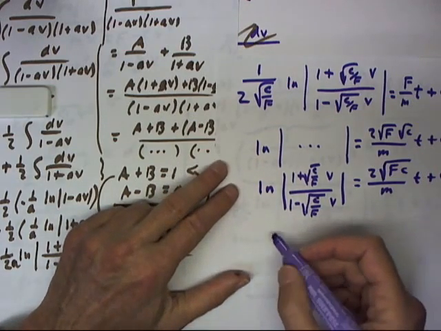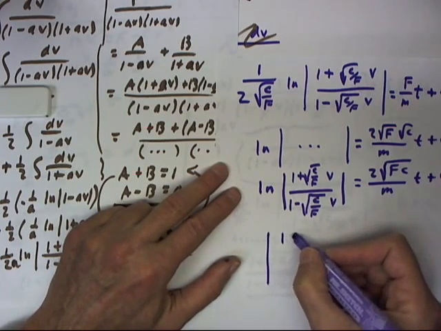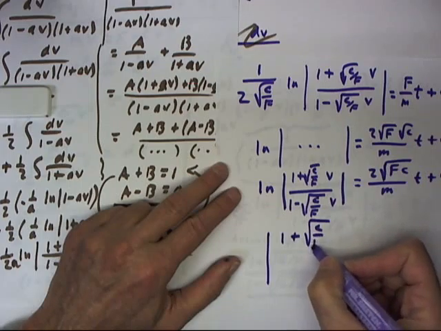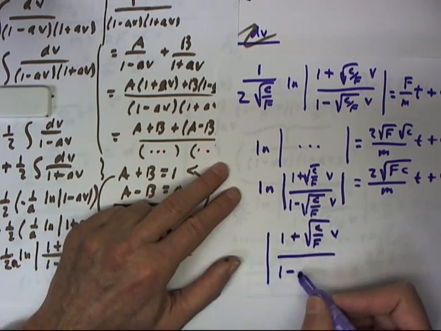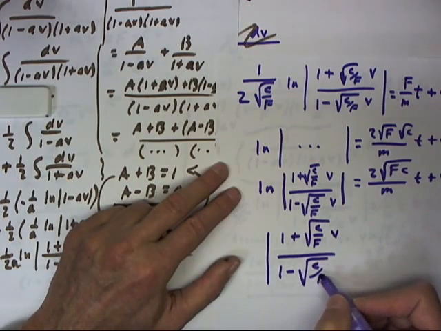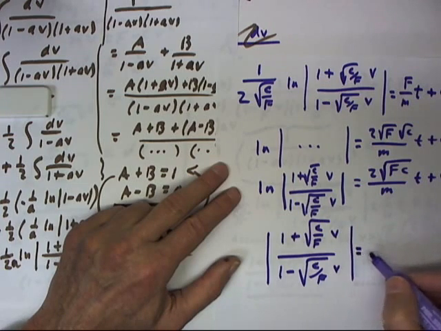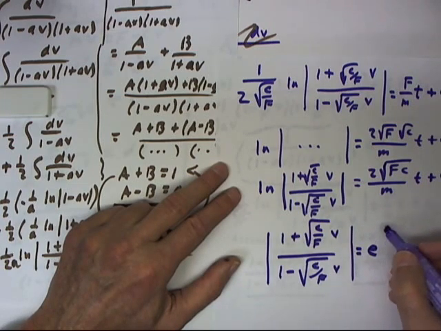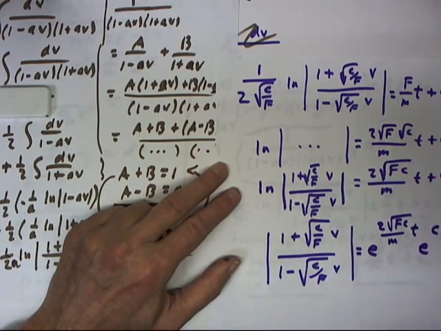And in fact, let's go ahead and do that. First we get absolute value of 1 plus the square root of c over f times v divided by 1 minus the square root of c over f times v equals e raised to the 2 square root of fc over m multiplied by t, and then that'll be times e to the c1.